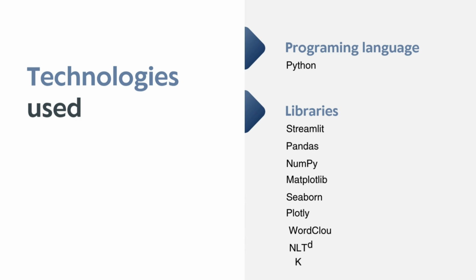Tech stack used. Let's talk about the technologies and libraries used to build this project. Python, the core programming language for data processing and backend logic. Streamlit, used to create an interactive and easy-to-use frontend interface. Pandas and NumPy, for efficient data manipulation and handling.